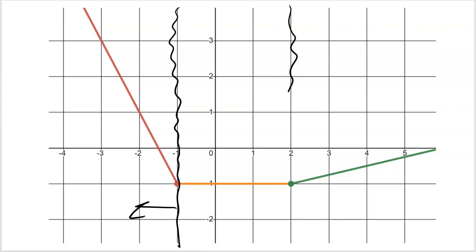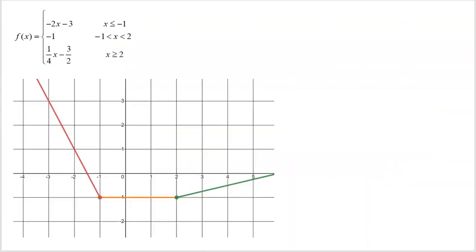From negative 1 to 2, we use that horizontal line at negative 1. So you see that horizontal line there. And at anything greater than 2, we see this increasing linear function with a slope of 1/4. So, you put it all together. Here are the individual pieces, red, orange, and green, and they all come together to make the piecewise function. Now this function just gives us so much more to talk about, right?